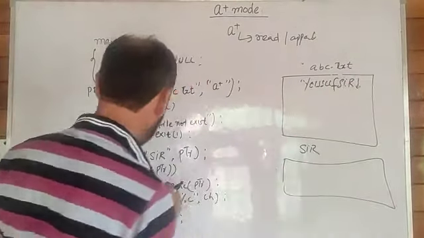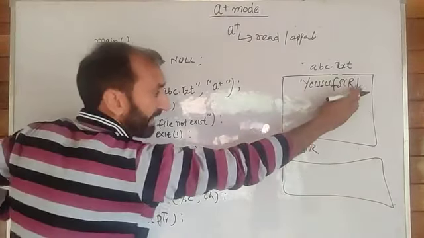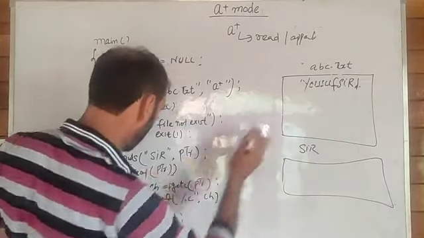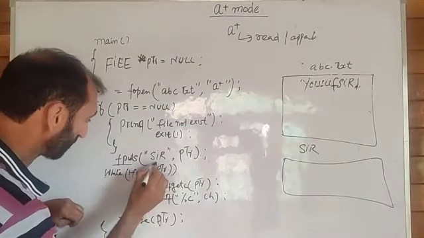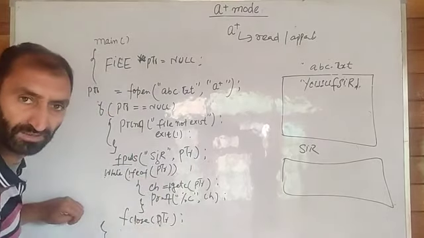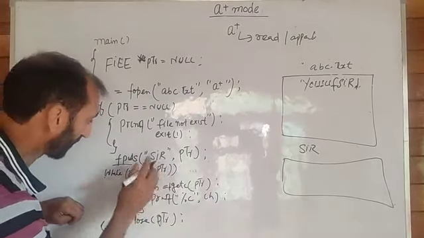The cursor is here, and the file is at end of file. That means the cursor is here, so the file is at end of file. feof will return 0, but the logical not will convert this 0 into 1. Sorry, it will return 1.